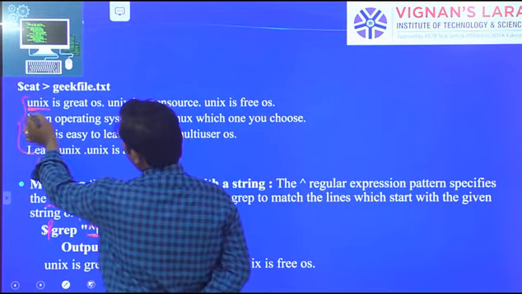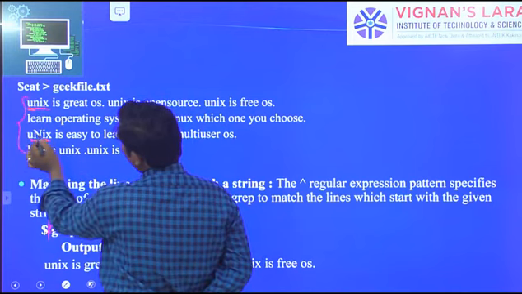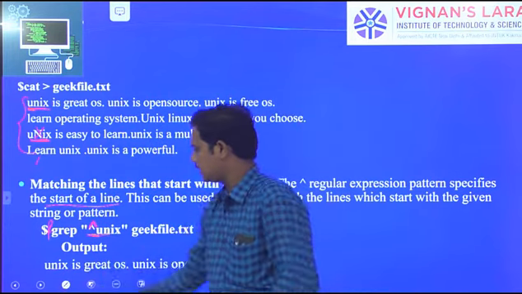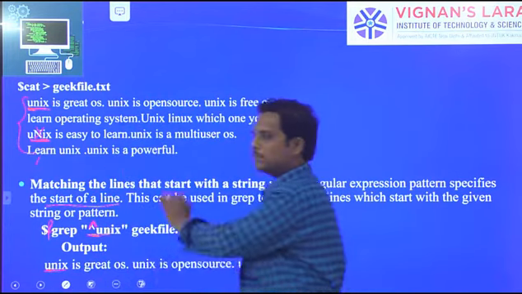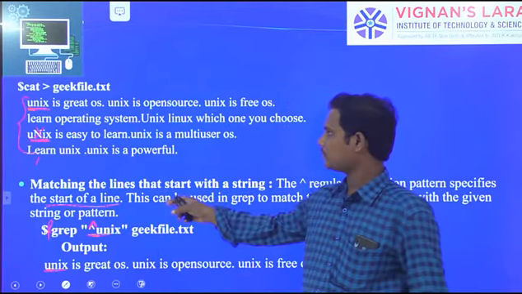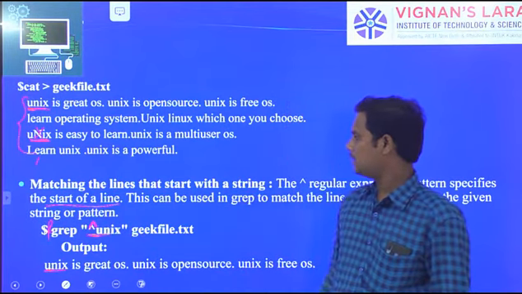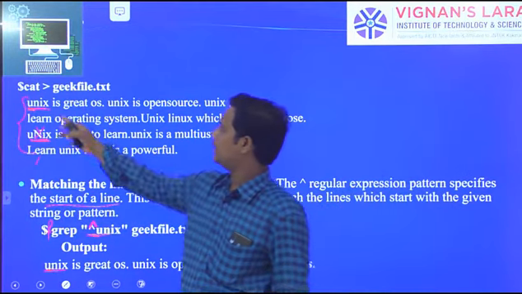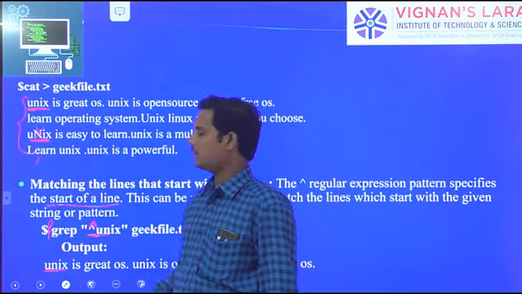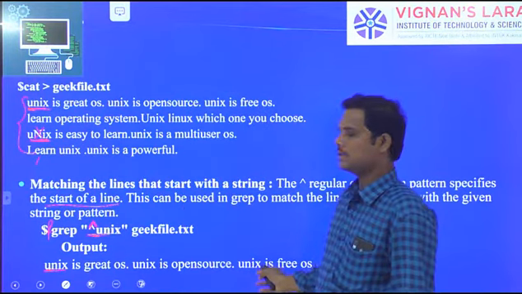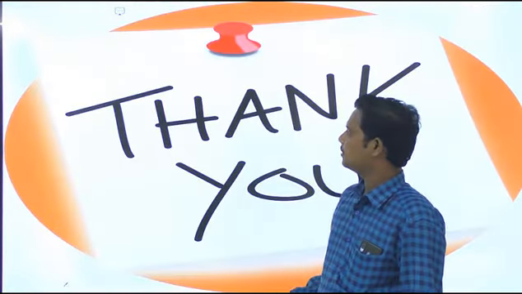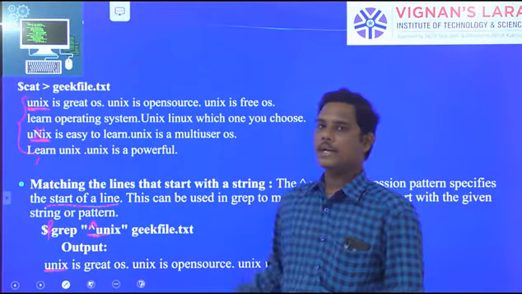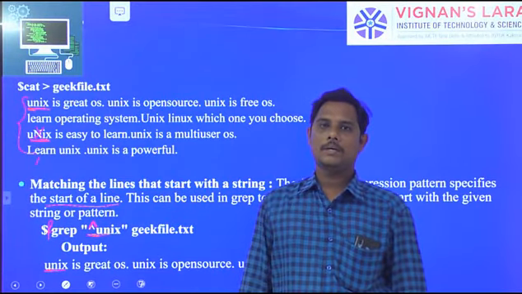Here Unix is at the starting of the line. Here the starting of the line is also there, but here N is capital, that's why it is not displayed. Where Unix is at the start of the line, that line will be displayed on the screen. So the starting Unix line is matched and displayed. This is the grep command.